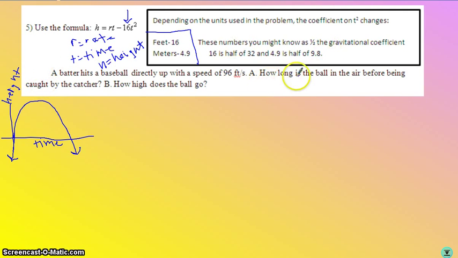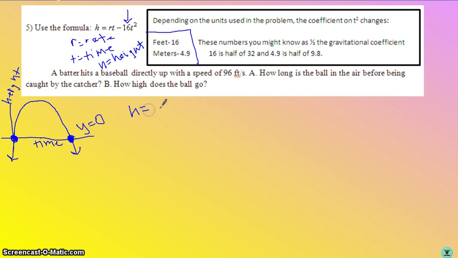So it says here, how long is the ball in the air before being caught by the catcher? Well, here is where the ball would start, at height 0, time 0. Where do you catch a ball? You catch a ball when it comes back down. Now if you look, what's the y value of these 2 points? Hopefully you're saying y equals 0. Essentially, this first question wants us to find the zeros of our equation.